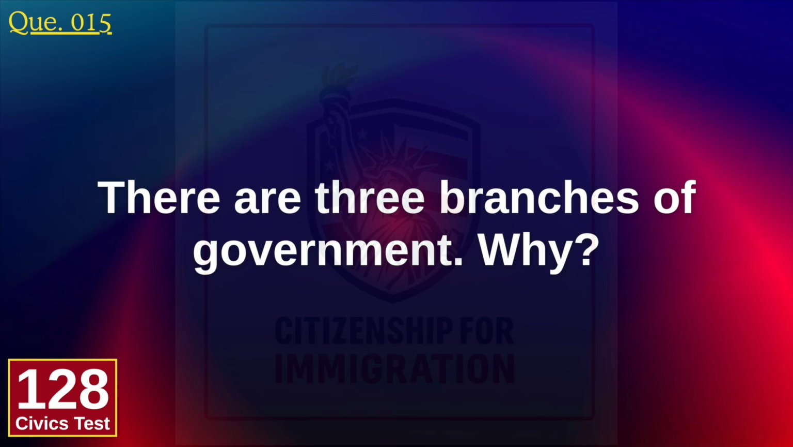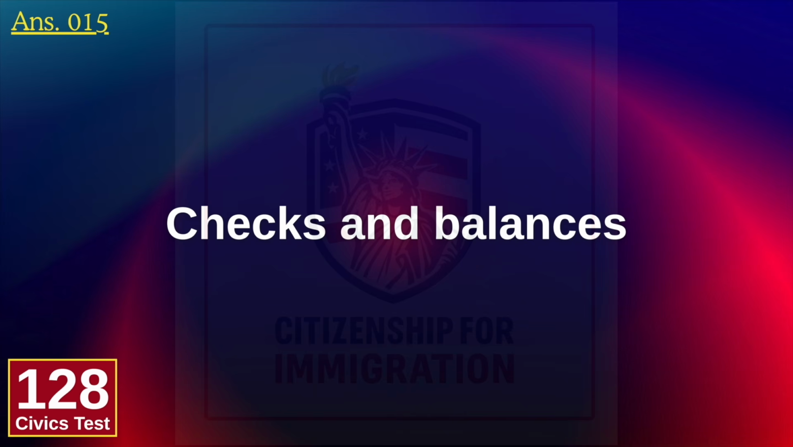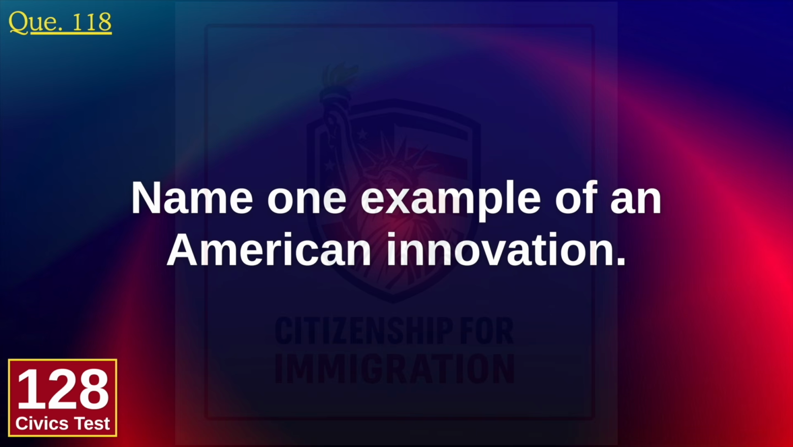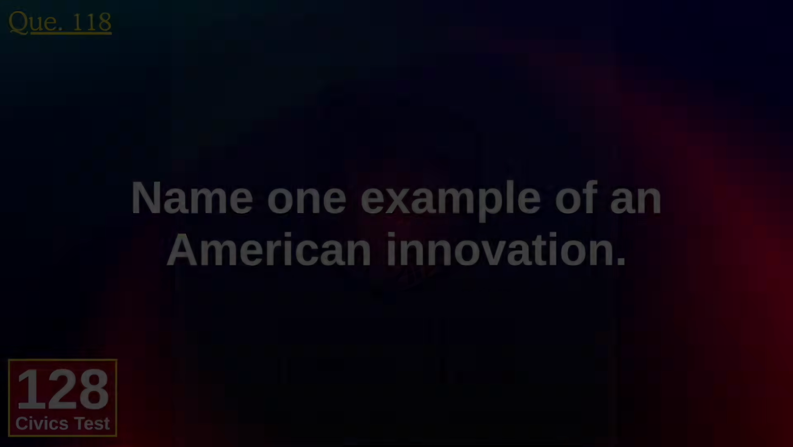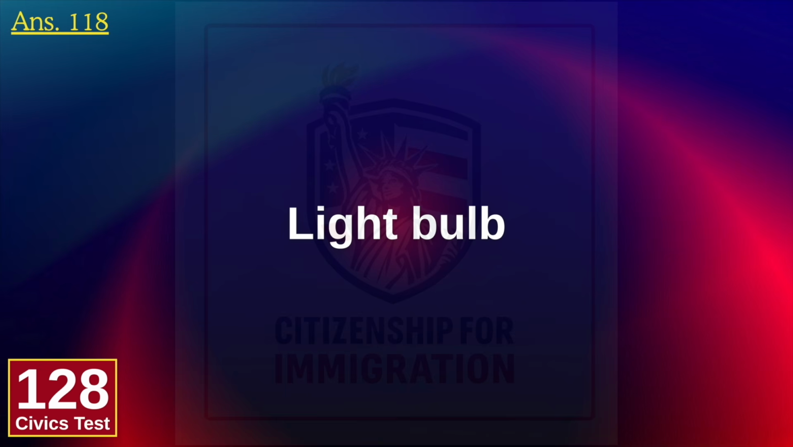There are three branches of government. Why? Checks and balances. Name one example of an American innovation. Light bulb.